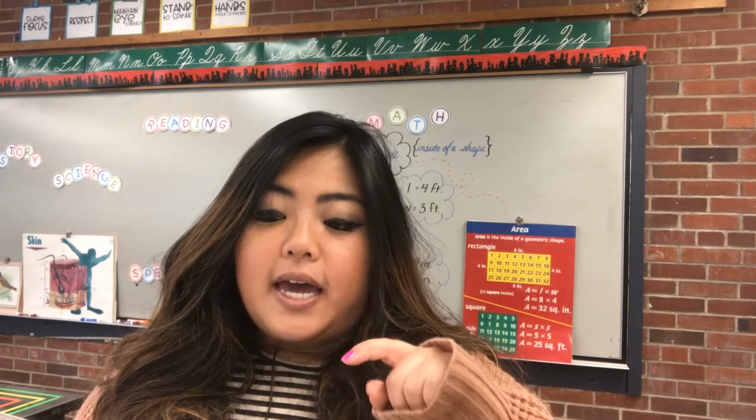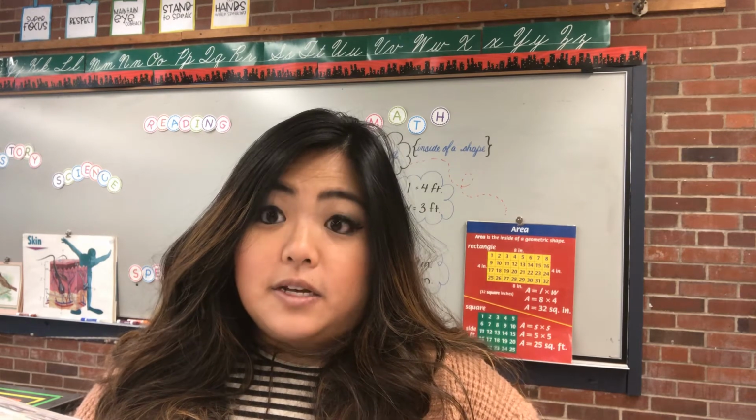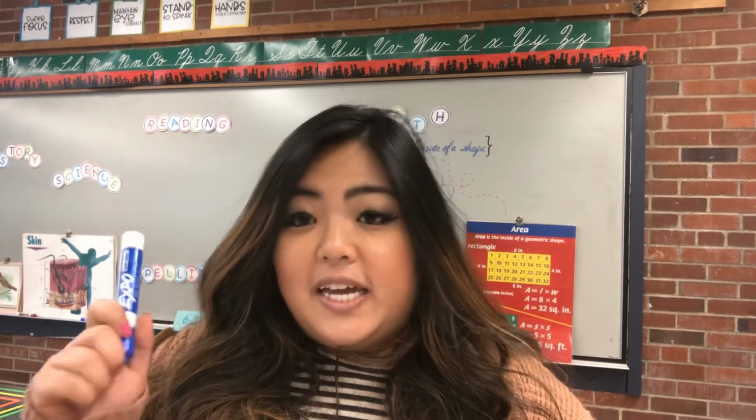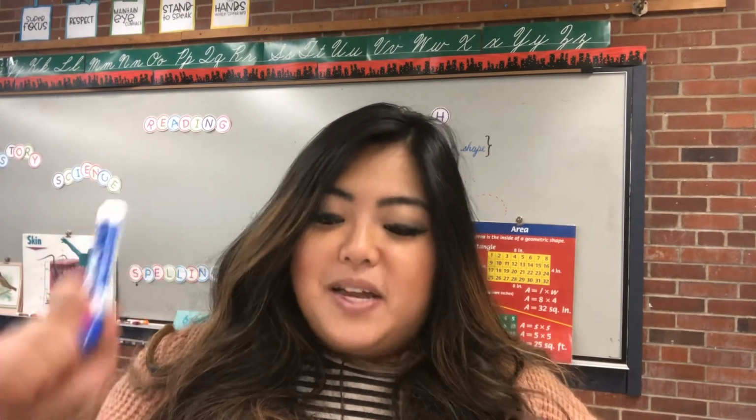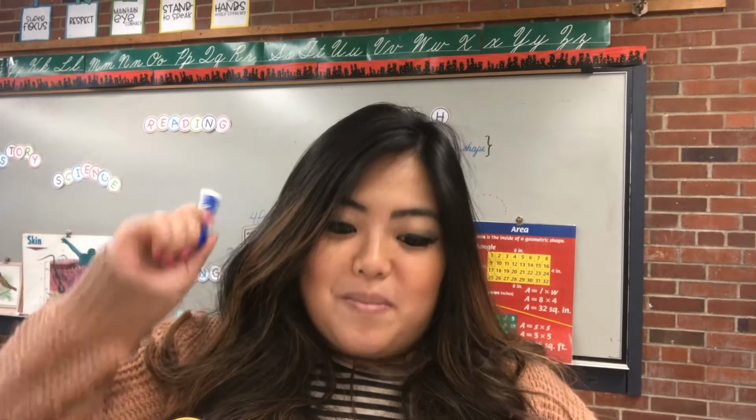Now let's look at the area. Inches times inches equals square inches. Feet times feet equals square feet. Yards times yards equals square yards. Meters times meters equals square meters. Miles times miles equals square miles. Now, section 1, find the areas of these rectangles using the formula A equals L times W.